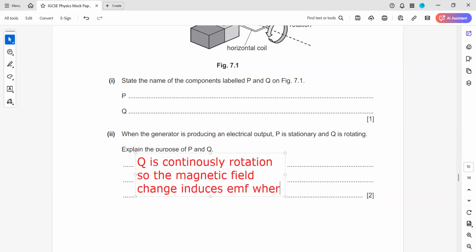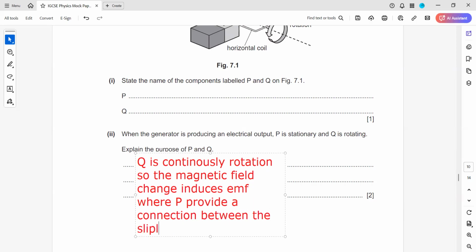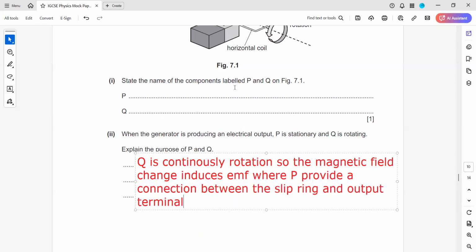P provides a connection between the slip rings and output terminals. So the carbon brushes are providing a connection between them, and Q is continuously rotating. So there's a change in magnetic field and we have an induced EMF. Is it clear? This one, the purpose of P and Q in the AC generator?